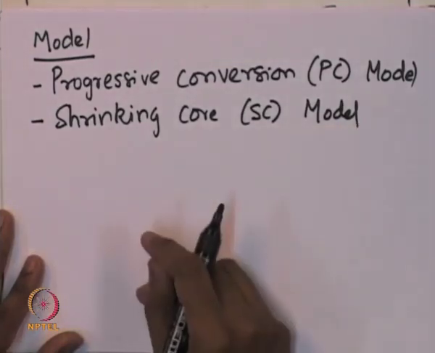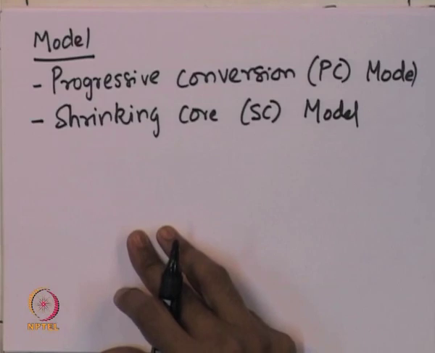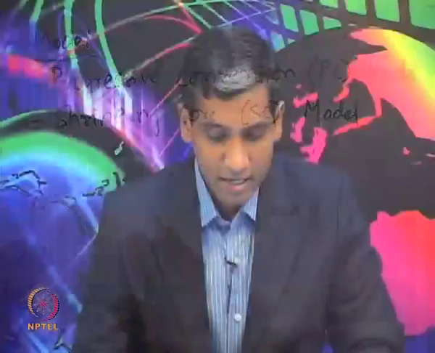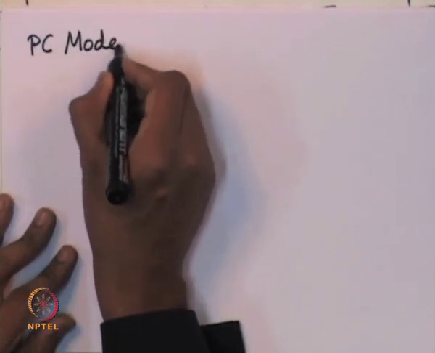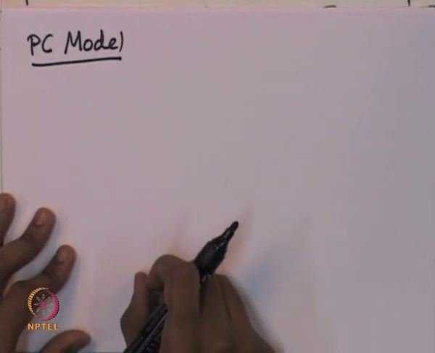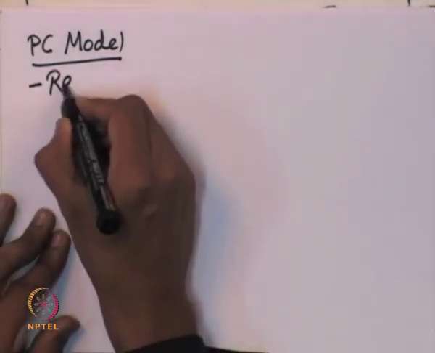The shrinking core model is much more well known and more applicable to many systems than the progressive conversion model. However, let us look into the details of what these two types of models are, which represent the fluid solid non-catalytic heterogeneous reactions. So, let us start with the PC model, the progressive conversion model. The progressive conversion model assumes that the reaction occurs everywhere.